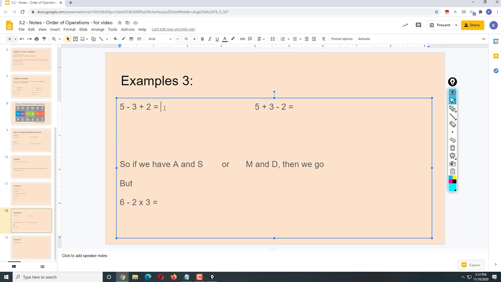Example 3. When we have addition subtraction, we always go left to right. So 5 minus 3 is 2, plus 2 is 4. For this one, we go addition first because left to right. So 8 minus 2, which is 6. So 2 different questions. So if we have A and S, or M and D, so addition or subtraction, or multiplication and division, we go left to right. But for this one, we have to do 6 minus 6 because multiplication is always before subtraction.